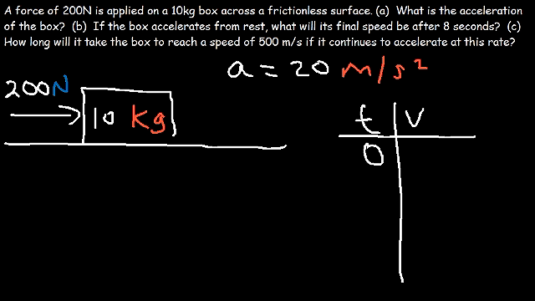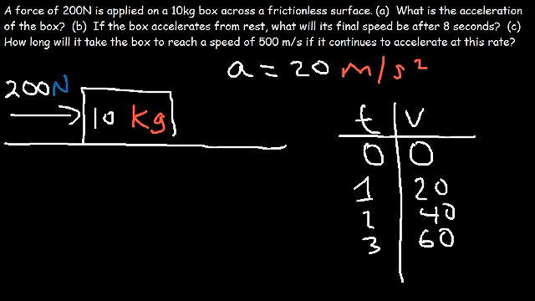So initially, the velocity or the speed is 0. Every second that passes, the speed will increase by 20. So 1 second later, it's going to be 20. 2 seconds later, 40. 3 seconds later, 60. 4 seconds later, 80. And I'm going to continue the table here.